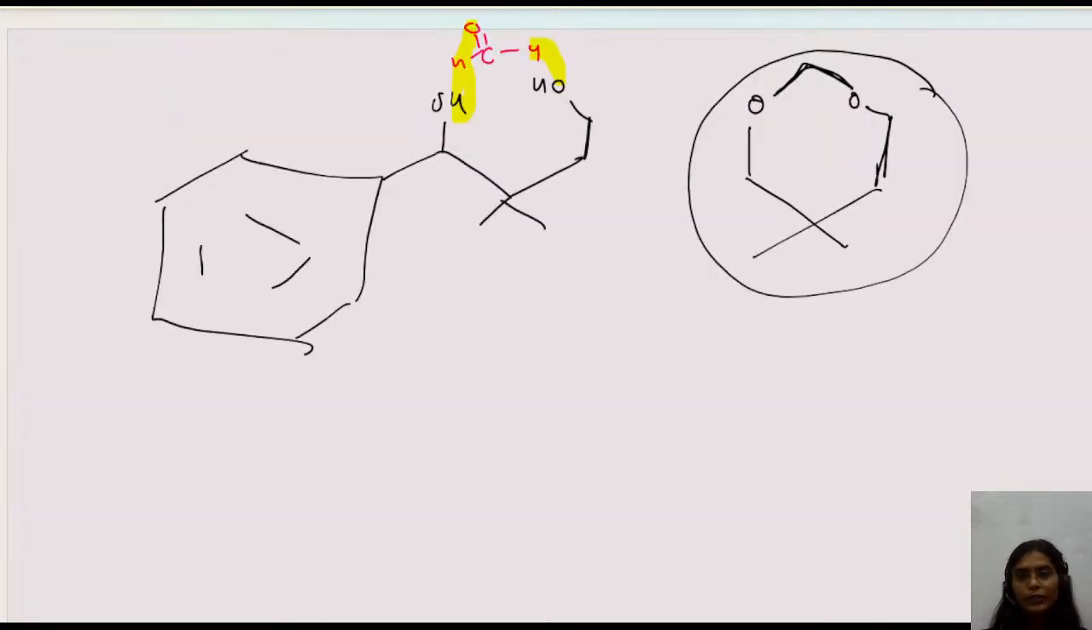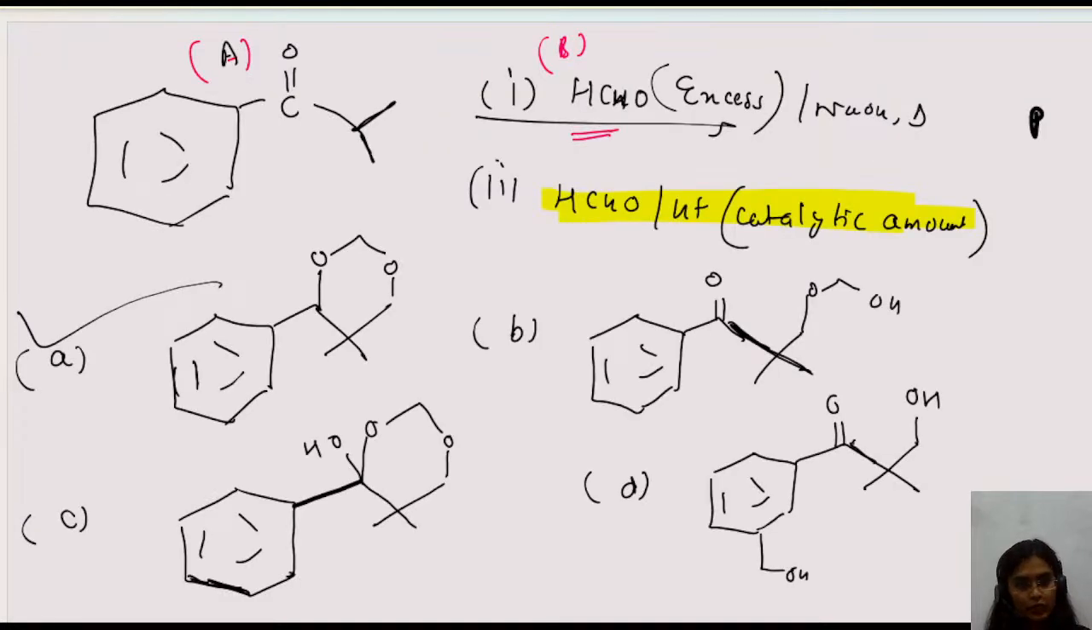And how about the protection? This is how the protection takes place. The CHO group simply converts into this. Okay, that's it. This is how the option is correct here.